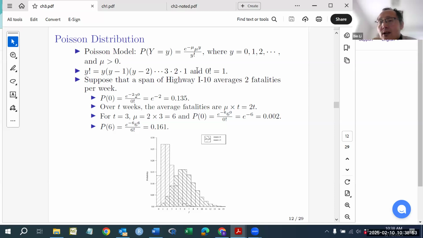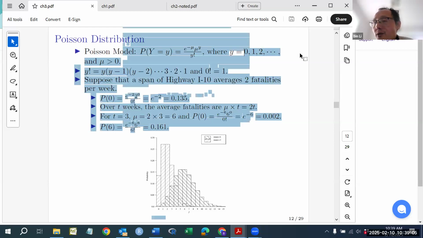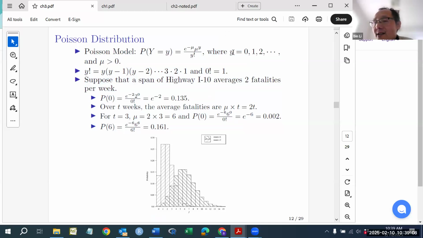In other words, what is the range for the y? The range for the y for the Poisson distribution is, the lowest it can take is 0, then it's 1, 2, until infinity. So y is an integer, starting with 0. That's the valid range for the Poisson model.